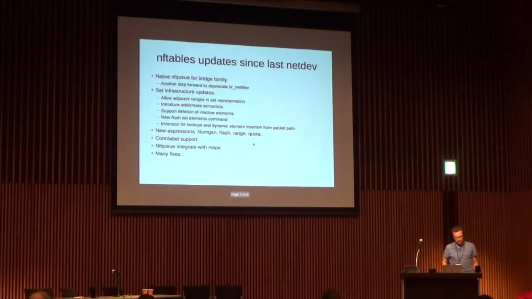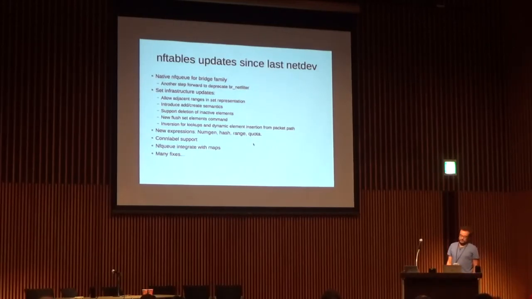And on the nftables side, what we got is native NFQUEUE support through the bridge family. So far, the NFQUEUE support was coming through the bridge netfilter, the br_netfilter infrastructure, that is known to be causing lots of problems and not working exactly in the way that users are expecting. So this is basically another step to deprecate br_netfilter.